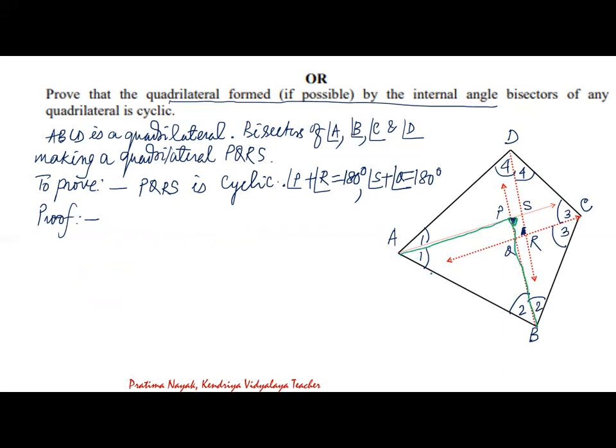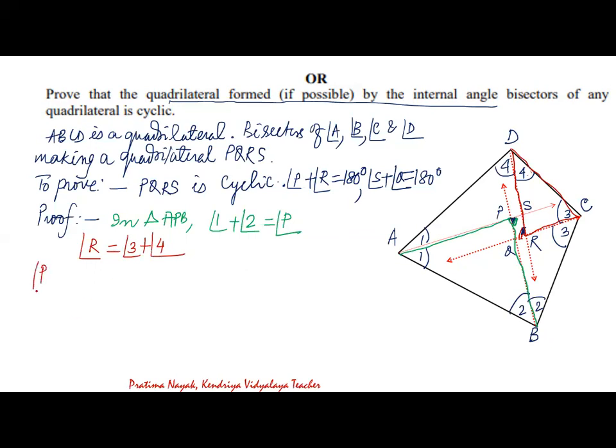Okay, so it is 1 plus 2. In triangle APB, angle 1 plus angle 2 is equal to your angle P. Now come to R. For R, I'll take the triangle DCR. I'm taking the triangle DCR. There, your R is the exterior. So angle R is equal to angle 3 plus angle R.